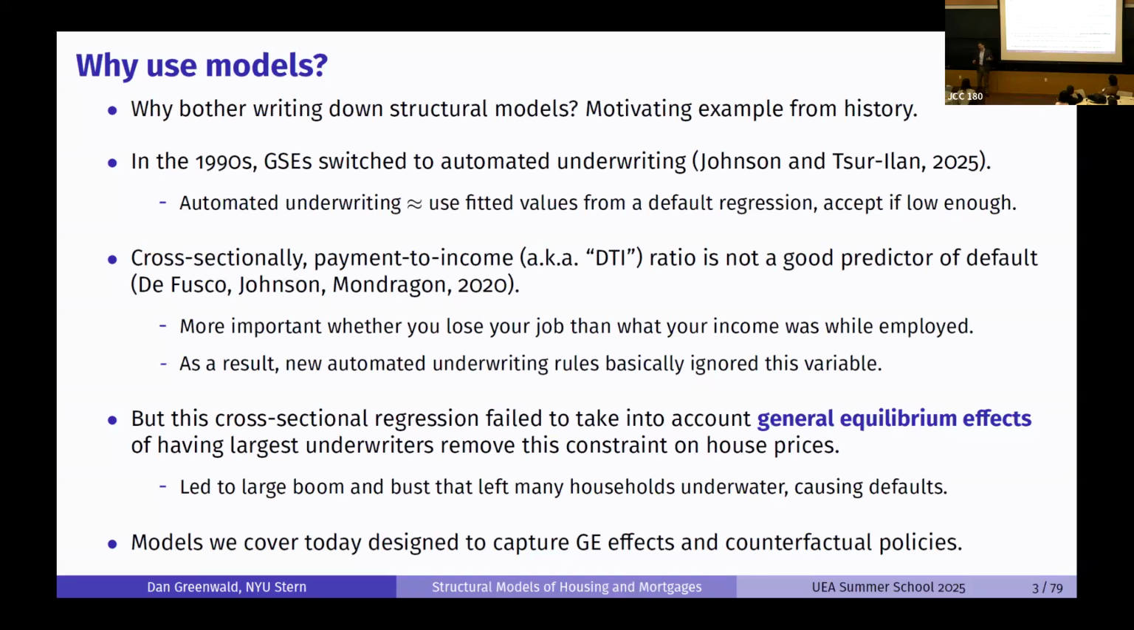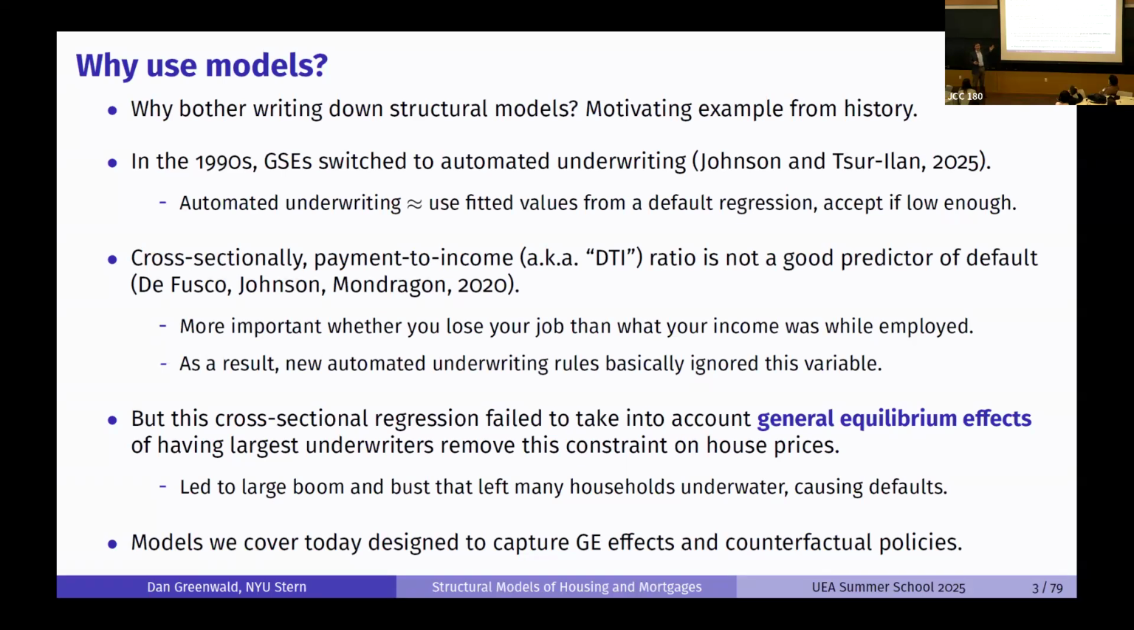Here's a motivating example from history. In the 1990s, the GSEs, meaning Fannie Mae and Freddie Mac, switched from manual underwriting to automated underwriting. You can read more about this in this very interesting paper by Johnson and Sur-Ilan. So what's the big idea behind this? Well, manual underwriting says you look at these borrowers' characteristics and there are just certain rules you have to satisfy, like your payments to income, or DTI as it's often called, has to be below some number, right?